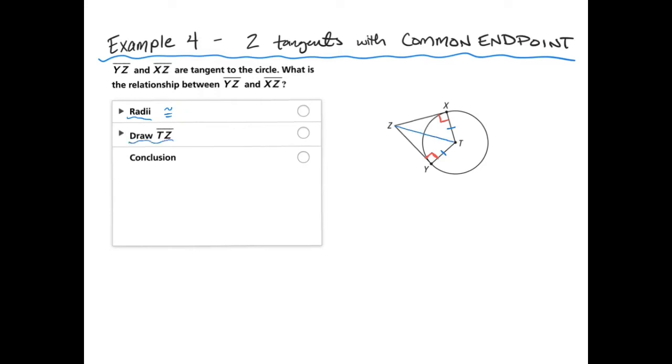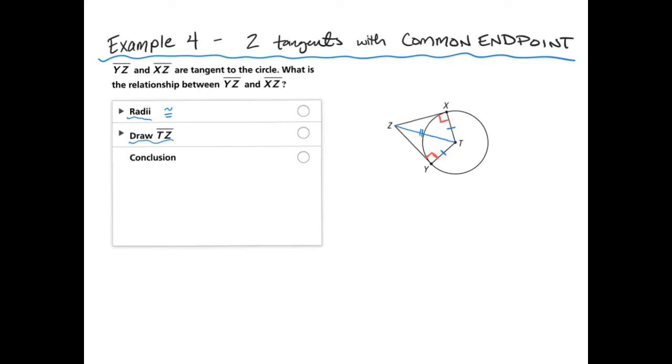So we just drew TZ. And now you can see it made two different triangles, triangle ZXT and triangle ZYT. And then I could say that segment TZ is congruent to itself, thanks to the reflexive property.